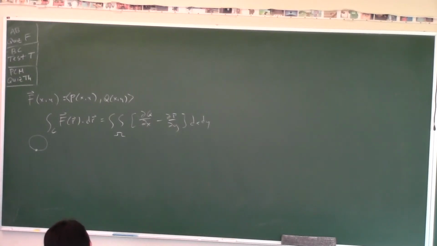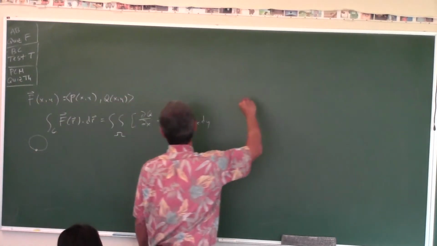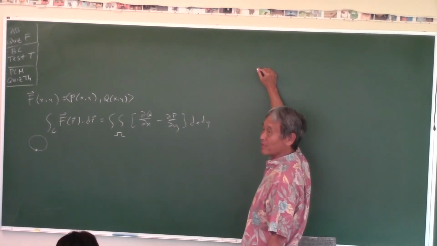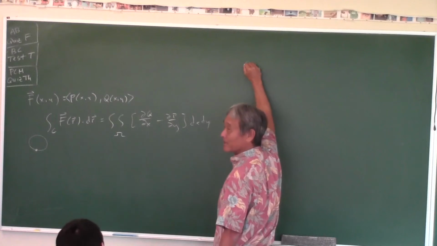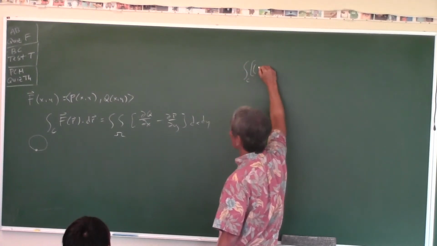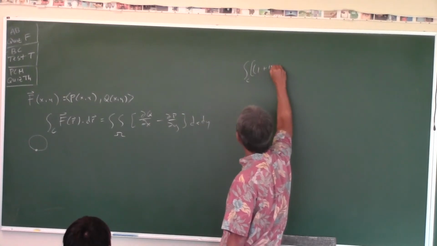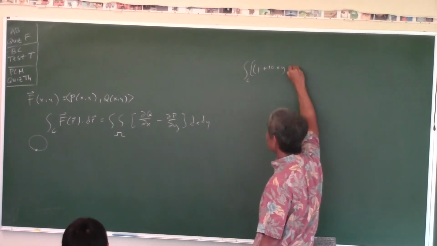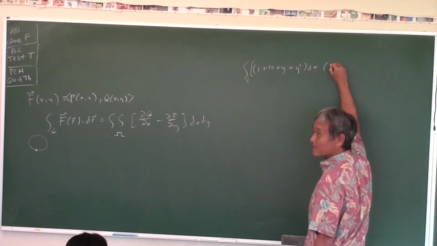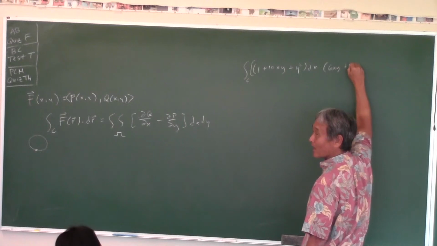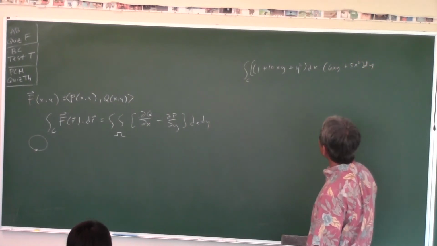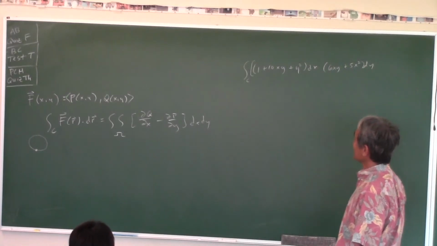Okay, so we're going to compute the work done. The problem says, use Green's theorem to compute the work here. The integral over C of (1 + 10xy + y²) dx + (6xy + 5x²) dy. They write it like that. So you guys understand what that is?